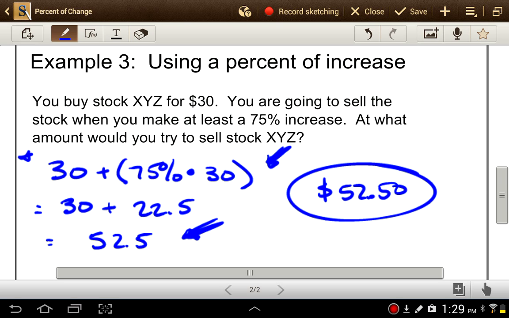The nice thing about putting the 30 in the equation is then you don't have to find that number and then add it back. So the percent of increase is $22.50. That's how much money you're looking to increase it. That's the actual money, and then you add it back to the original, and so you would sell it at $52.50.